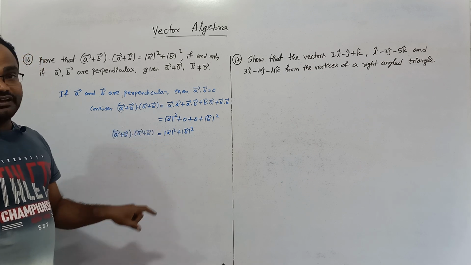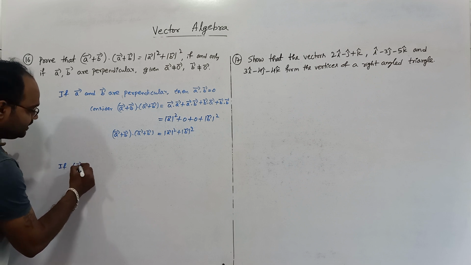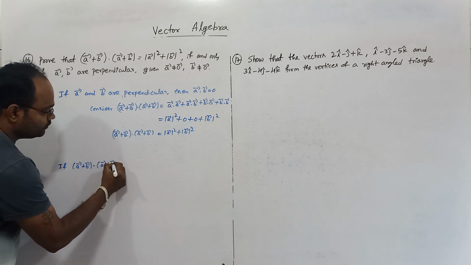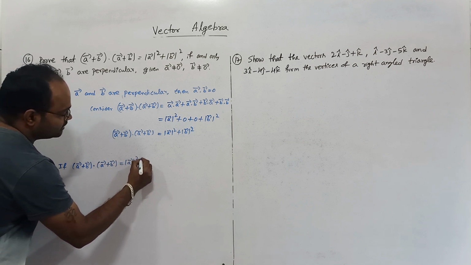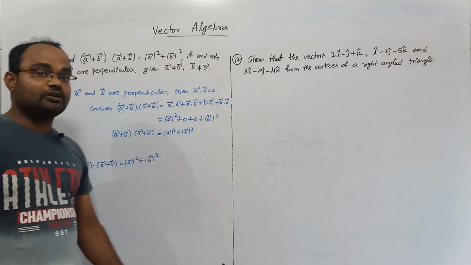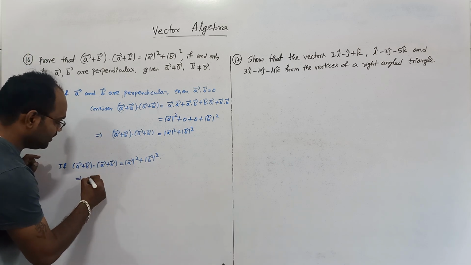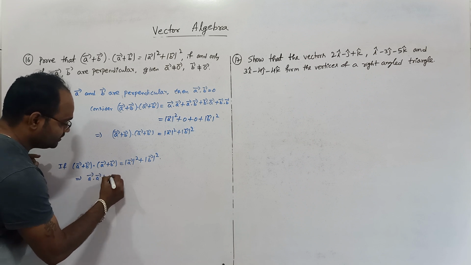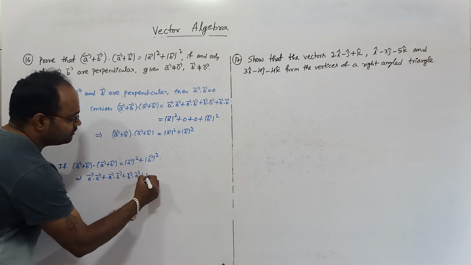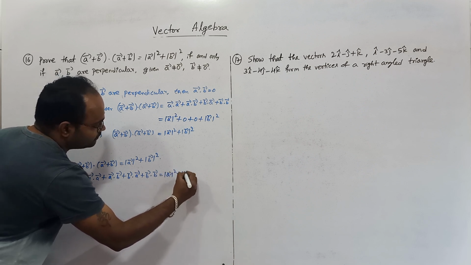Now the other way, let us assume that a plus b dot a plus b is equal to magnitude a whole square plus magnitude b whole square. Then what do we have to prove? We have to prove that a and b are perpendicular. So this implies, let us multiply: a dot a plus a dot b plus b dot a plus b dot b is equal to magnitude a whole square plus magnitude b whole square.